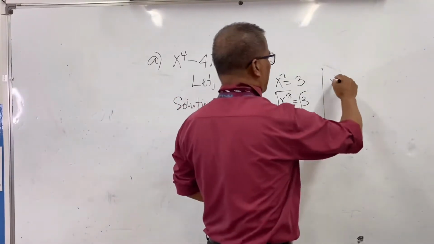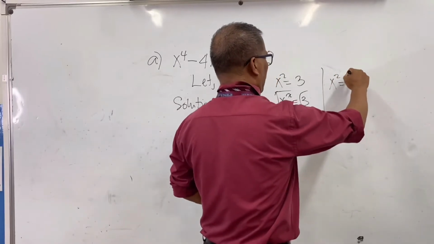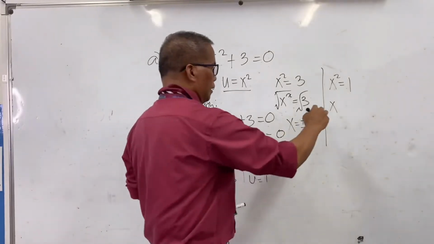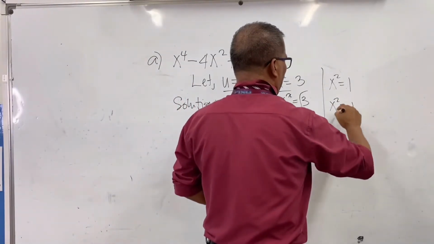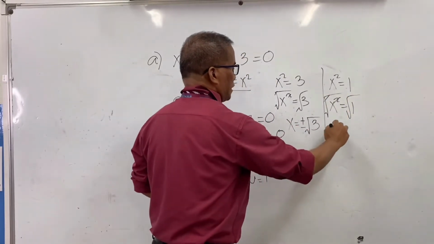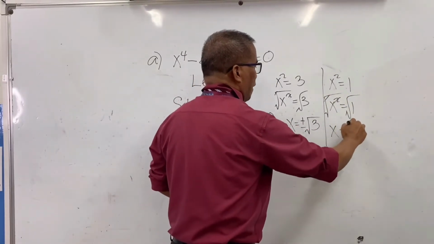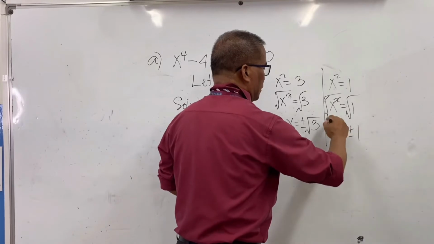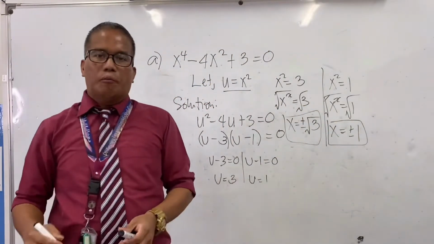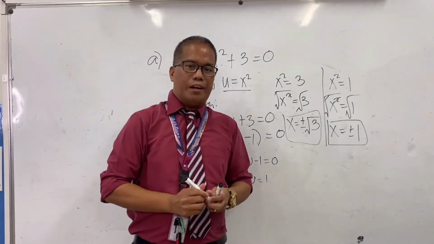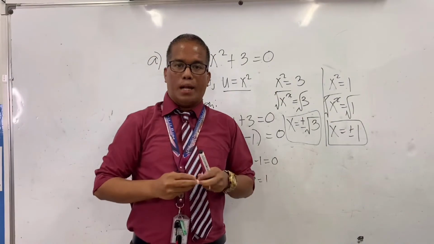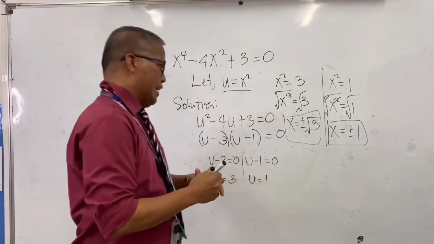So we have x squared is equal to 1. Apply the square root principle. We have the square root of x squared and the square root of 1, and the square root of x squared is x, then the square root of 1 is positive or negative 1. So therefore, the solutions are square root of 3, negative square root of 3, positive 1, and negative 1. Alright? So that is the answer.